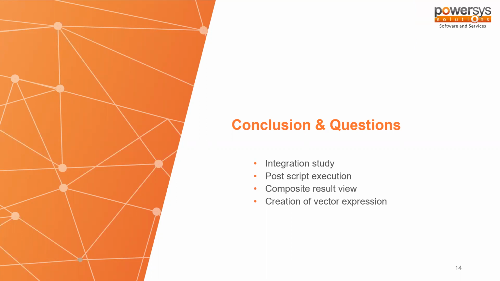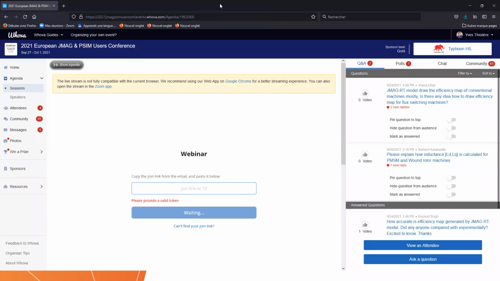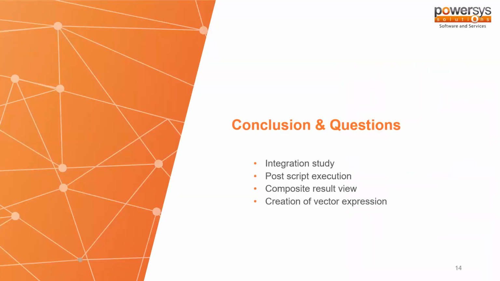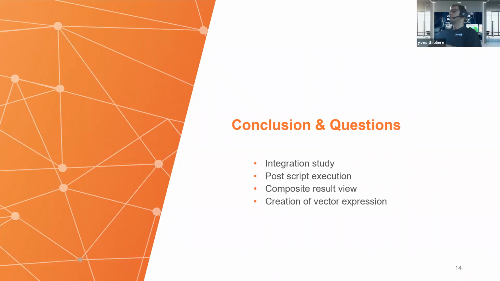Thank you. The second question is, the JMAG-RT model draws the efficiency map of conventional machines mostly. Is there any idea how to draw an efficiency map for a flux switching machine? Oh, could you please say it again? The JMAG-RT model draws the efficiency map of conventional machines mostly. Is there any idea how to draw an efficiency map for a flux switching machine?